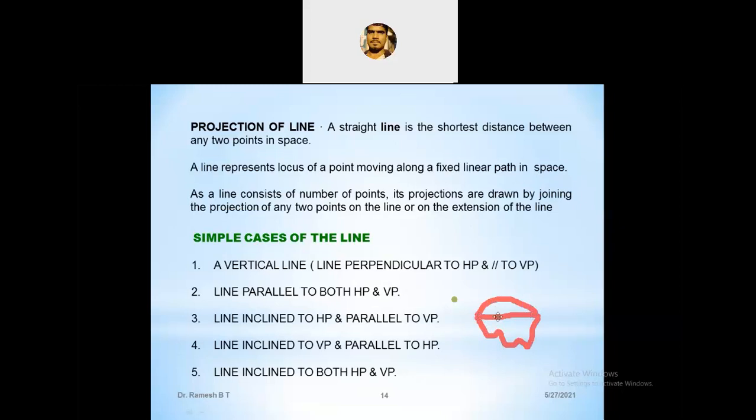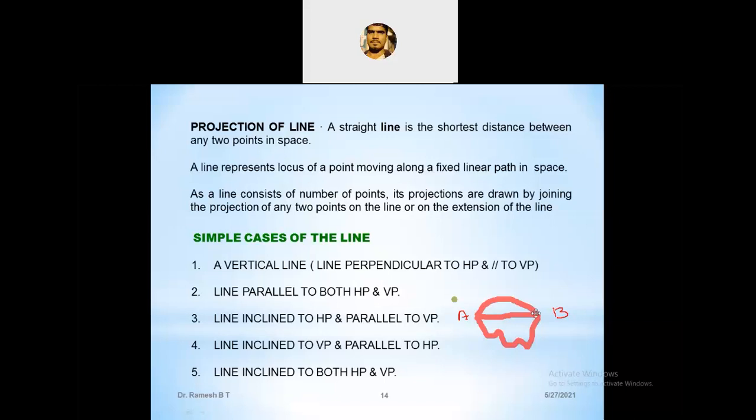Straight line means the shortest distance between two endpoints. Each endpoint is called a point. We can call one point A and the other point B. Between point A and point B, the shortest distance is what we call a straight line. A line also represents a locus of points.